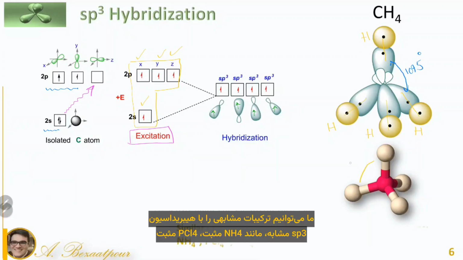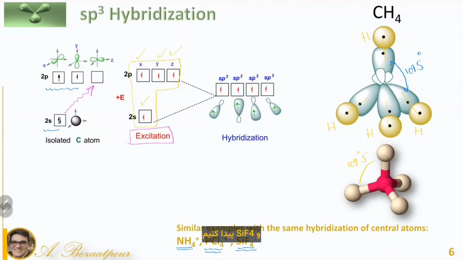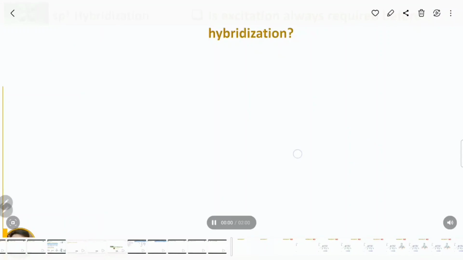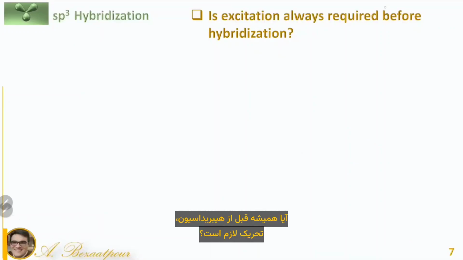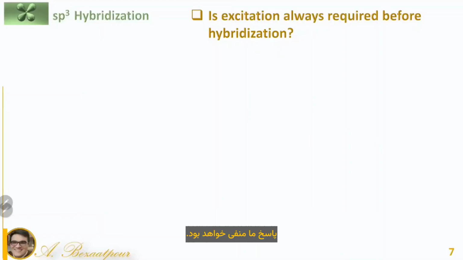We can see similar compounds with the same sp3 hybridization, such as the NH4+, PCl4+, and SiF4. Is excitation always required before hybridization? Our answer will be no.